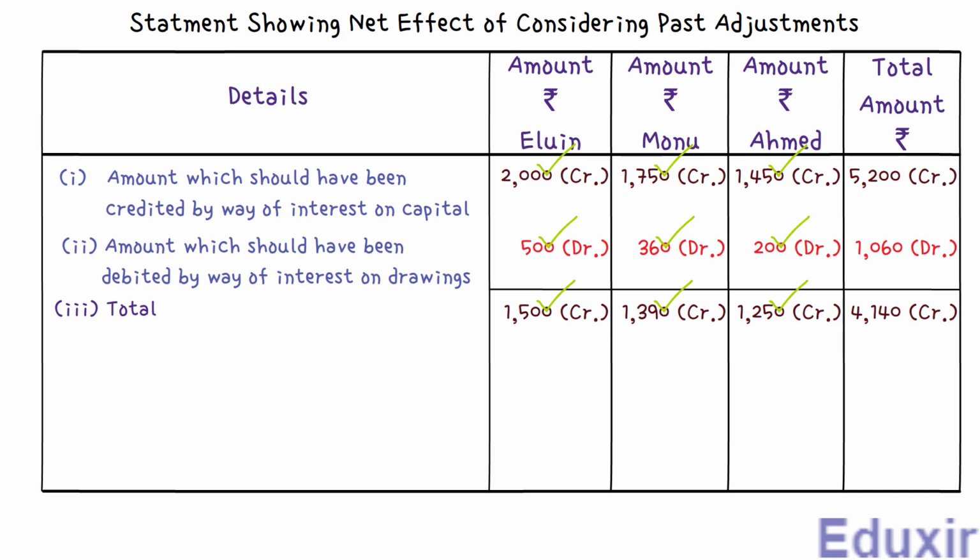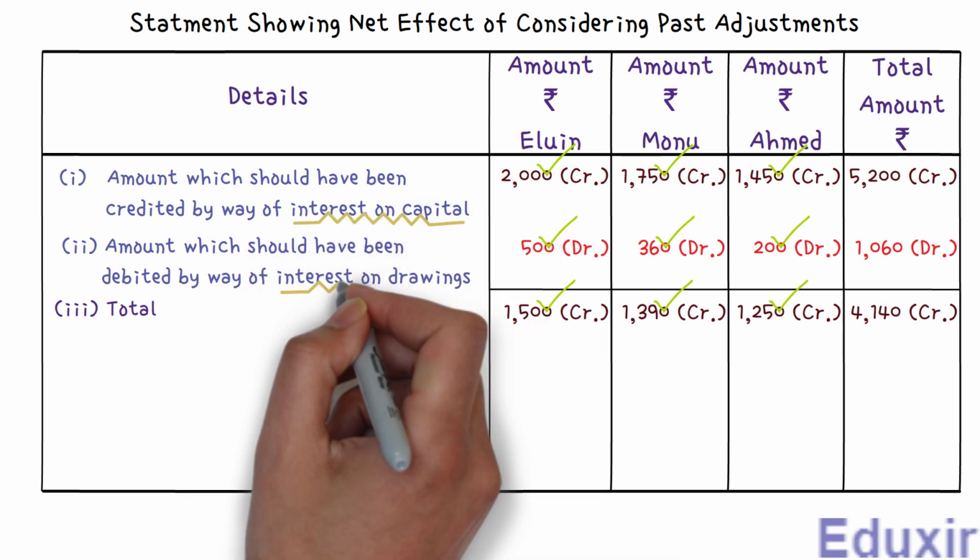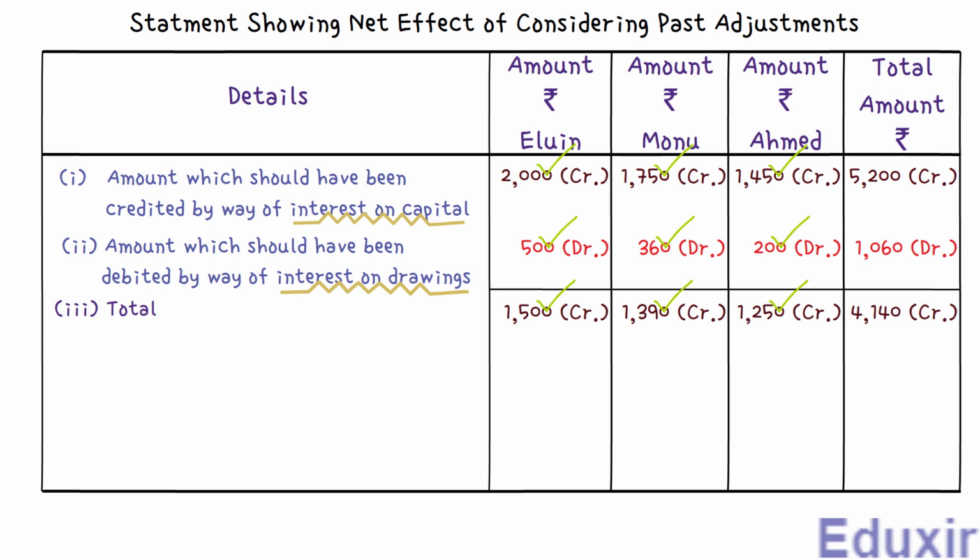See, there is one thing that we should understand here. There is no change in the total net profit. The only change is the form in which it should go into the partner's capital account. These 4,140 rupees should have gone into the partner's capital account in the form of interest on capital and interest on drawings. But it is deposited or credited into the partner's capital accounts as distributable profit according to their profit sharing ratio. See, we have wrongly deposited or credited the partner's capital accounts.